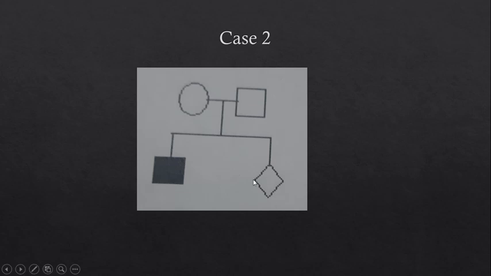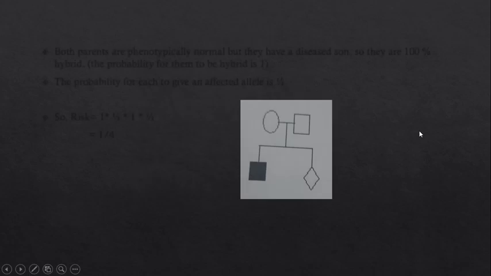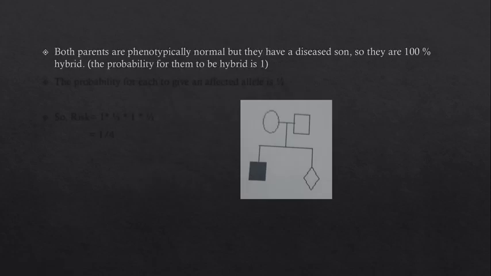They're expecting a child. We want to calculate the risk that this child is going to be affected. As you can clearly see, they already have an affected child. So this is our pedigree. In this case, both parents appear to be phenotypically normal. So of course their genotype is supposed to be N, but because they already have an affected child, this affected child has inherited the D allele from each one of them, so their genotype is definitely ND.